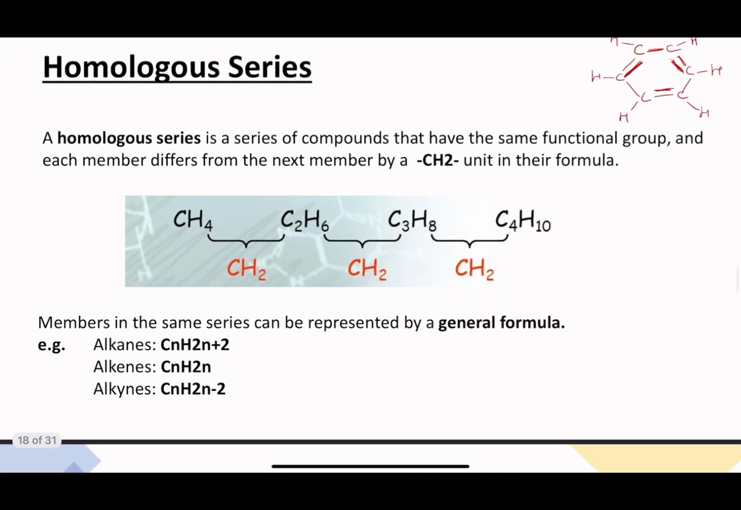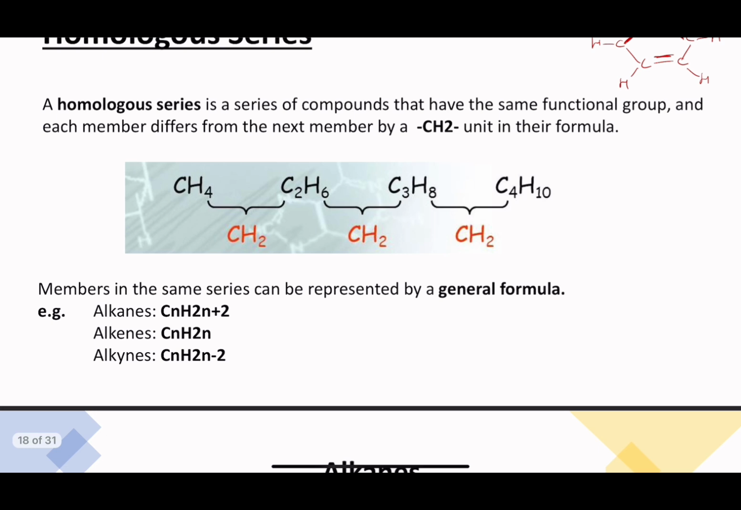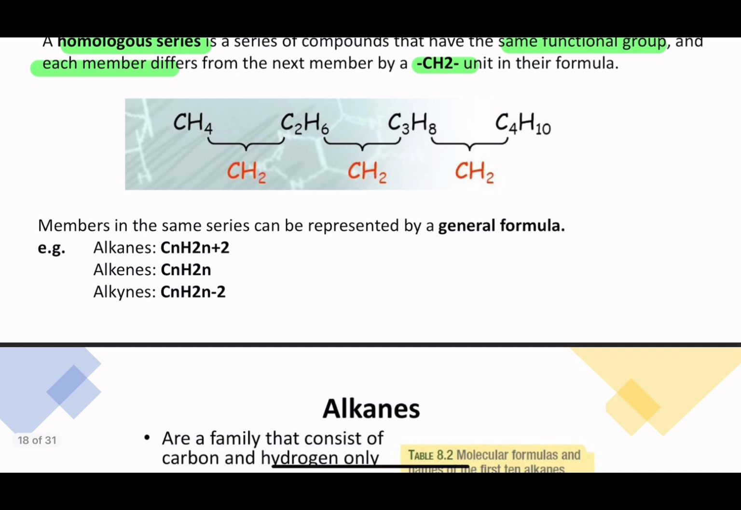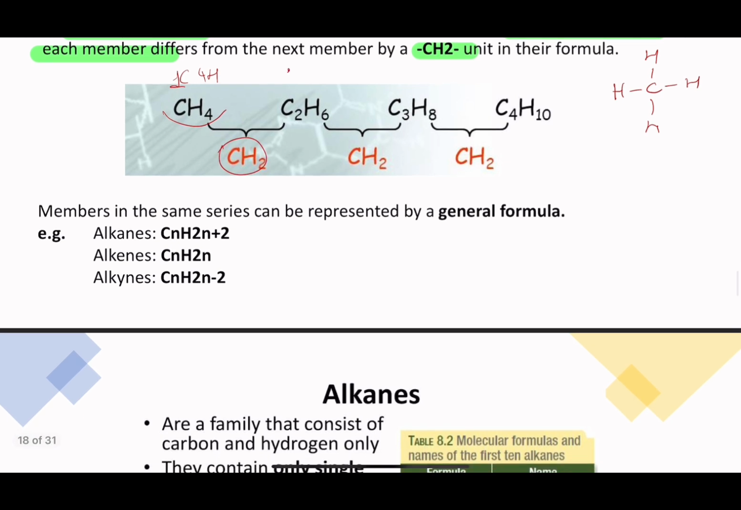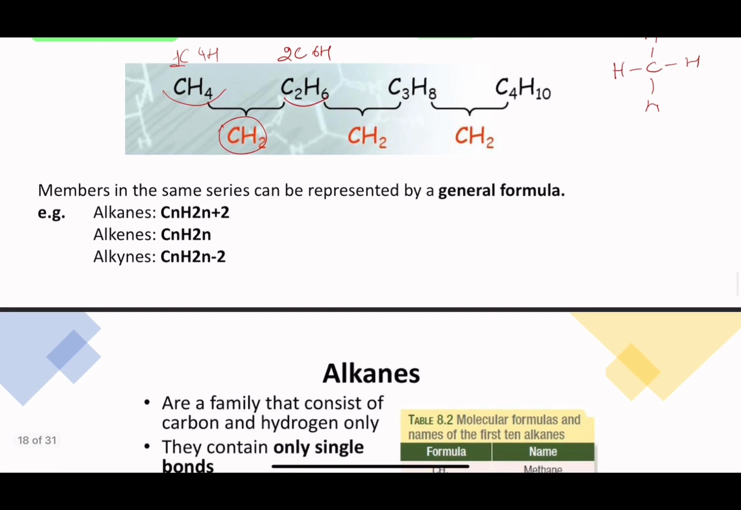Now we're gonna go into homolog series. So homolog series is a series of compounds that have the same functional group, and each member differs by just a CH2 unit. So I'm gonna draw these guys in here. For example, this guy is methane. We're gonna learn about it. So we have here 1 carbon and 4 hydrogens. Okay, add 1 CH2, meaning add 1 carbon and 2 hydrogens, it becomes 2 carbons and 6 hydrogens, which is C2H6.